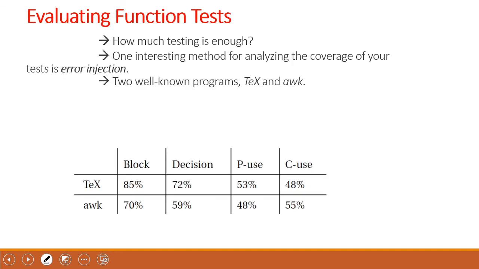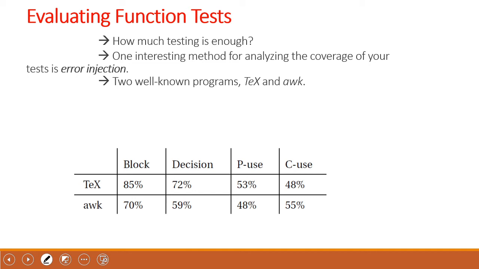Next is evaluation of function test. How can we stop the testing? How much testing is enough? When can we stop the testing? We can stop when we have the analysis of coverage of the test. There are two well-known programs for coverage: one is TEXT, the other is AVAC.